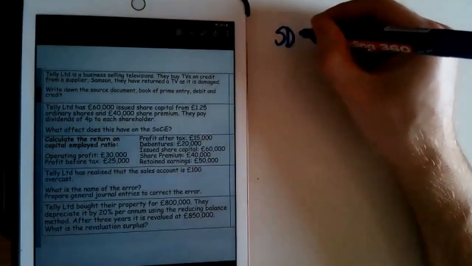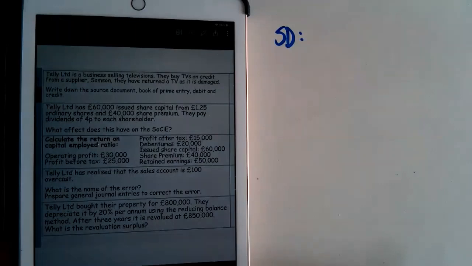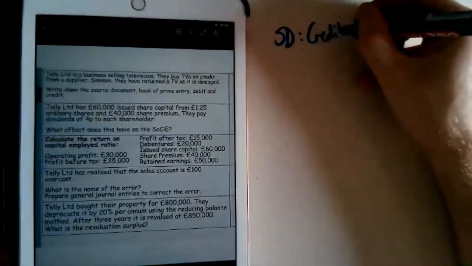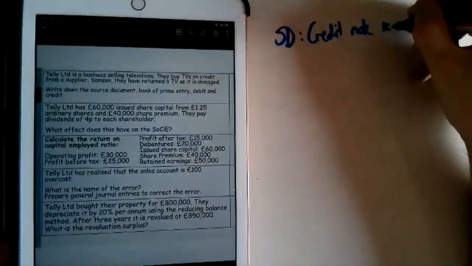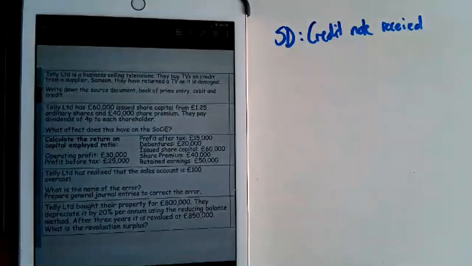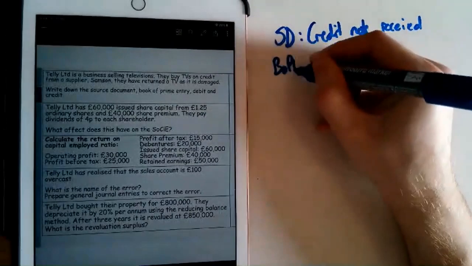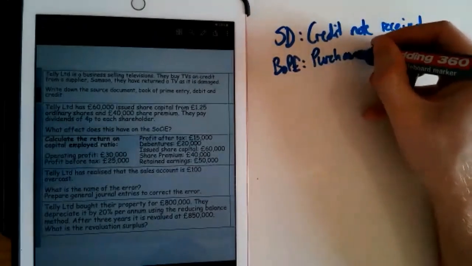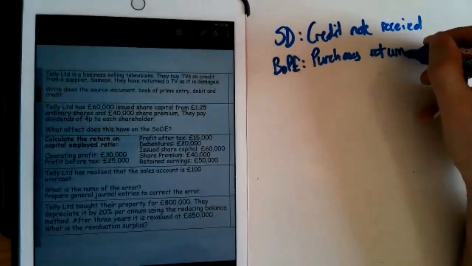Well, source document. If I return something because it's damaged and it was bought on credit, I get the credit note, and it's me that receives it, so credit note received. The book of prime entry. Well, I made a purchase and I've returned it. So it's purchases returns journal.